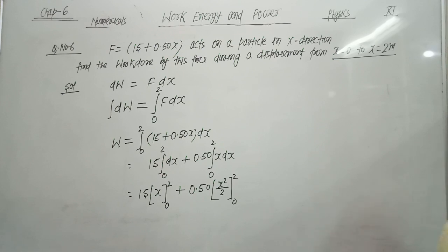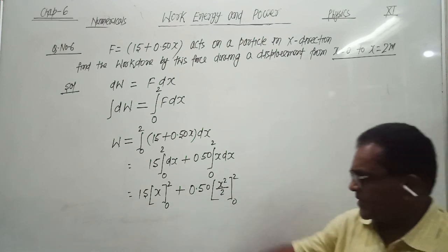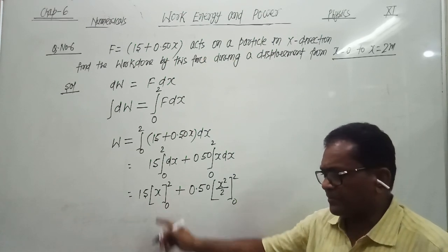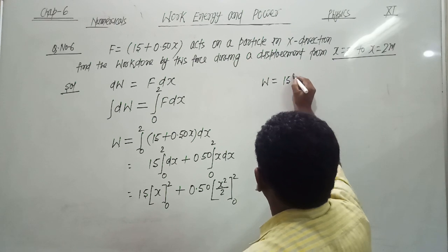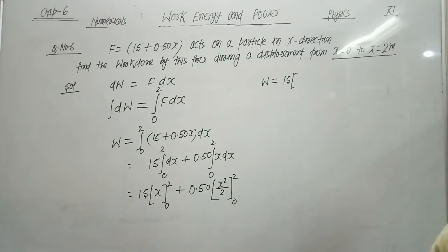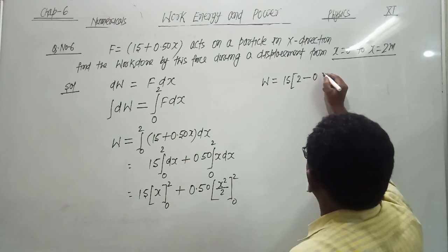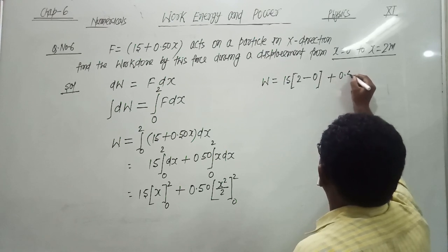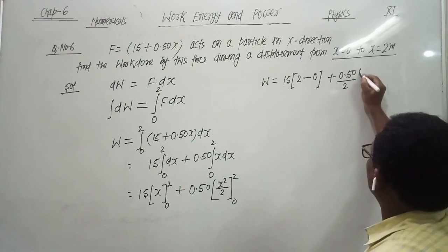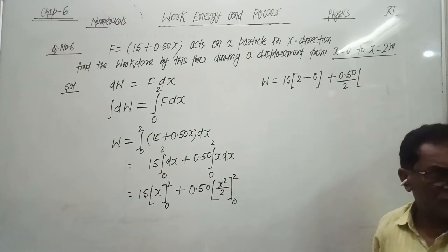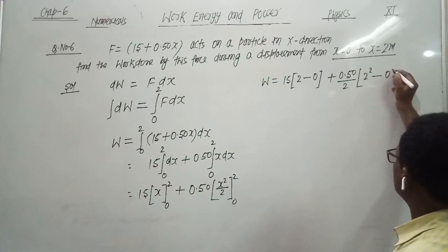Now we have to put the limits. The procedure is that at the place of x, first we put the upper limit, then we put the minus sign, and then we put the lower limit at the place of x. So work done W equals 15 times, at the place of x, the upper limit 2, minus the lower limit 0, plus 0.50, and this 1 over 2 is also a constant which should be taken outside, and in x square at the place of x we put 2, so 2 square, minus at the place of x again we put 0, so 0 square.